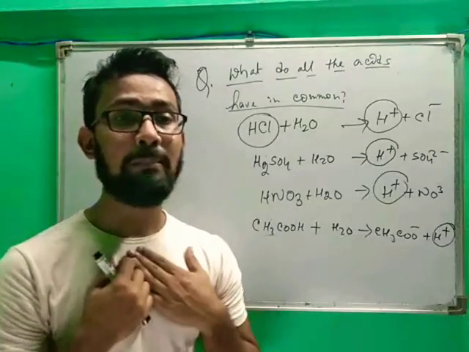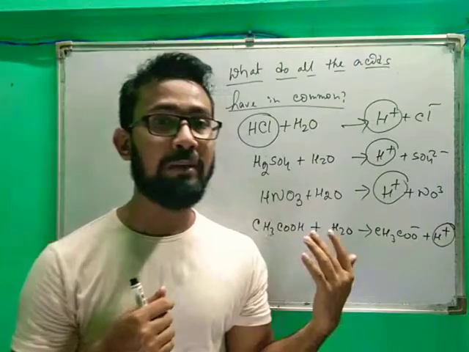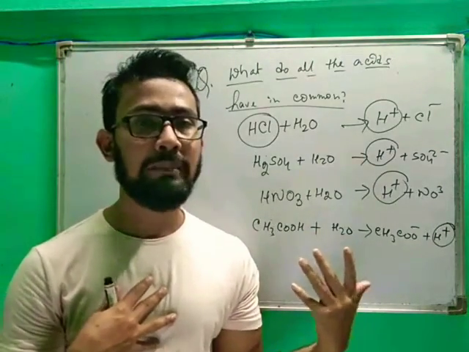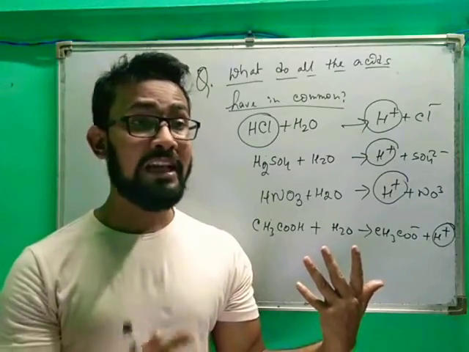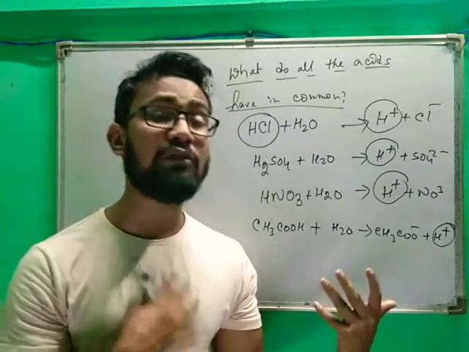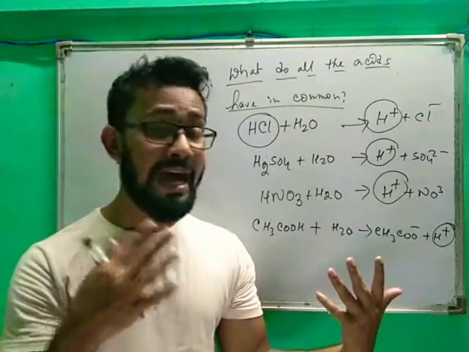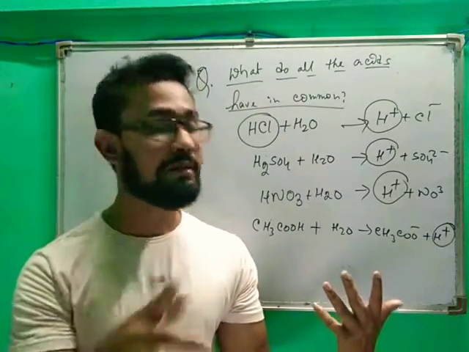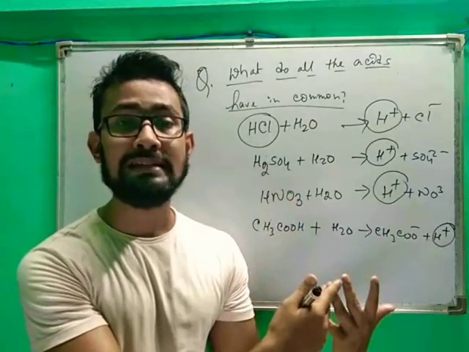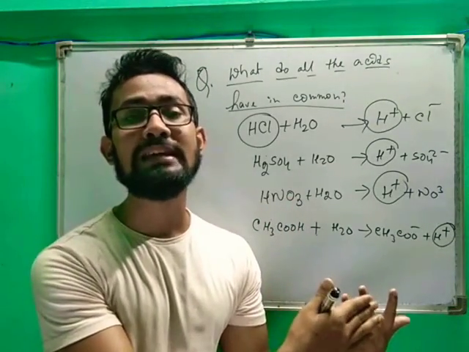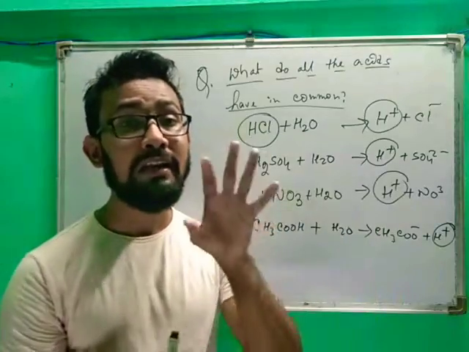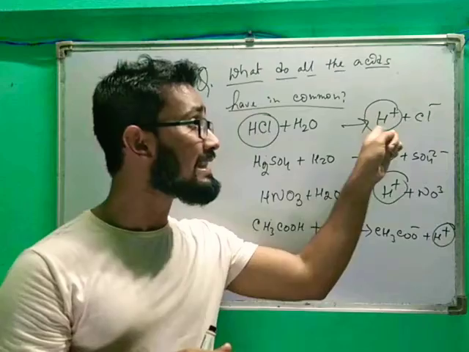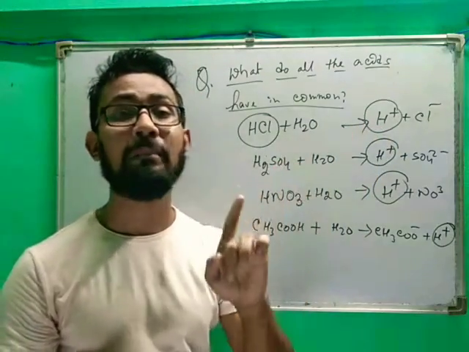For example, I am Jubair and I am showing acidic character, and my friend Amit is showing basic character. If I am showing acidic character because I am producing H plus ions in my solution, my friend Amit is not showing acidic character because he is not producing H plus ions in his solution. So it is important that all acids have this in common: because of this H plus ion, they show the acidic property.